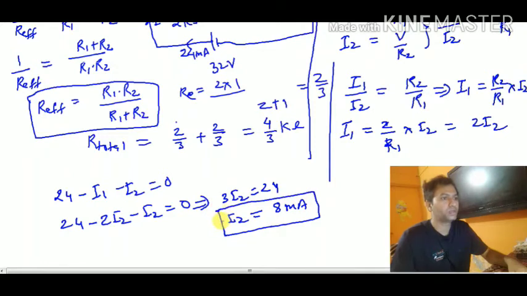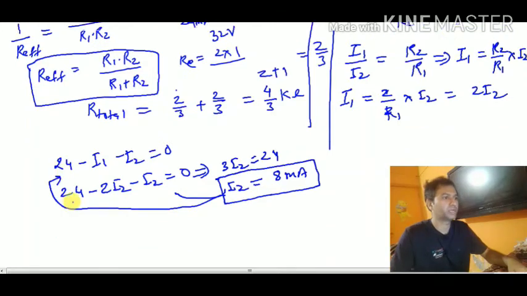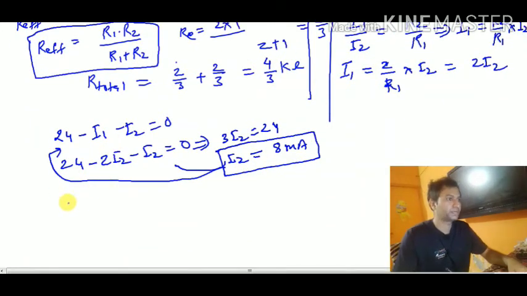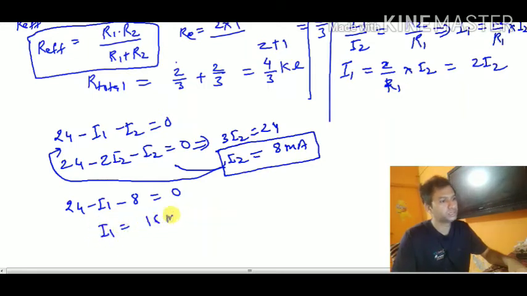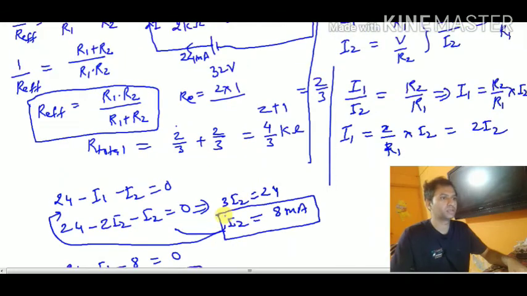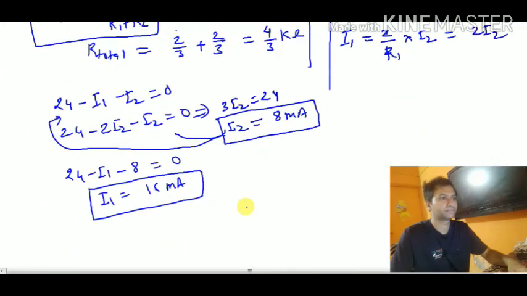This is the current I2. Now substitute this value in this equation. So you will get I1. Therefore I can write 24 minus I1 minus 8 is equal to 0. So therefore I will get I1 is equal to 16 milliampere, right? Now do I1 minus I2. So you will get 16 minus 8, you will get 8 milliampere current will flow through the short circuit.